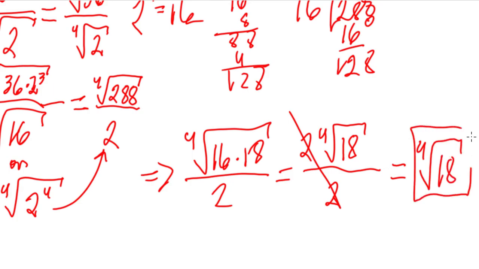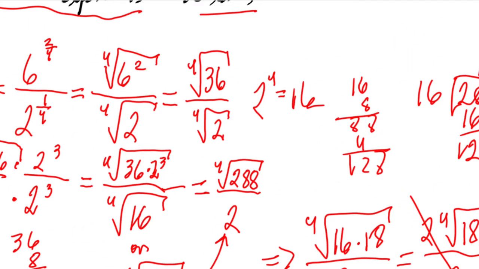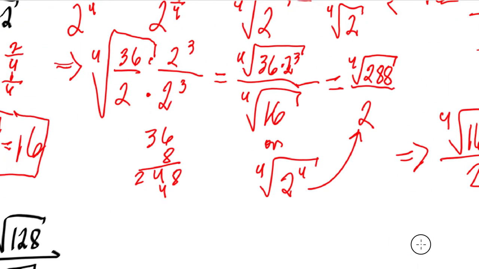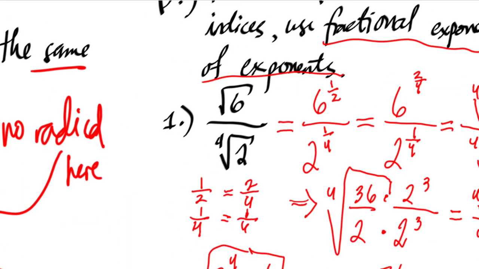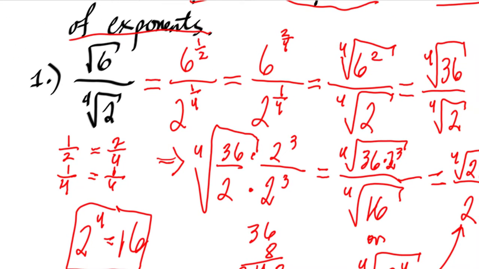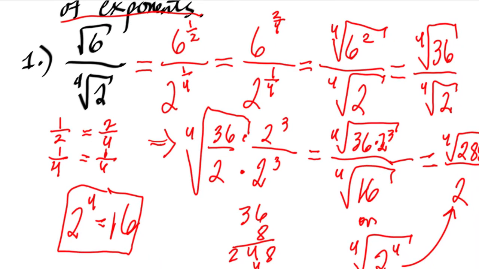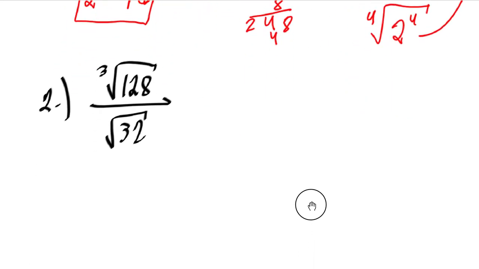Okay, and that's our answer for number 1 for letter B. It's quite a lot of steps to do, but it's doable. So therefore, we can say that the answer here, the square root of 2 divided by the fourth root of 2, is equal to the fourth root of 18. Okay, let's proceed to the second number.